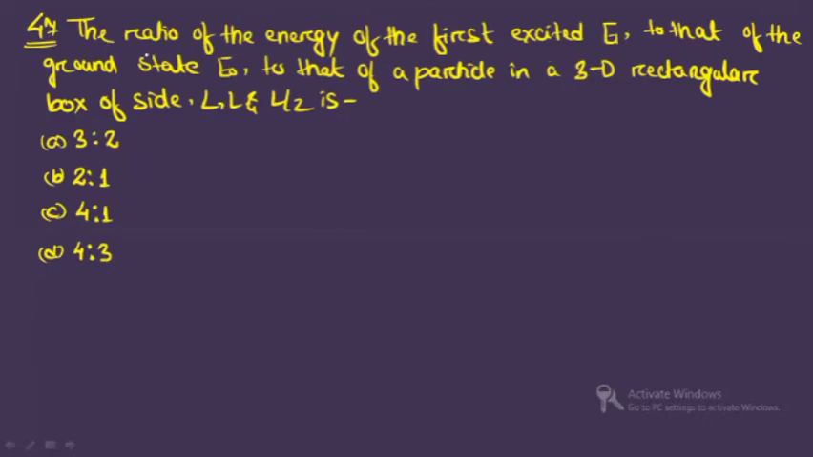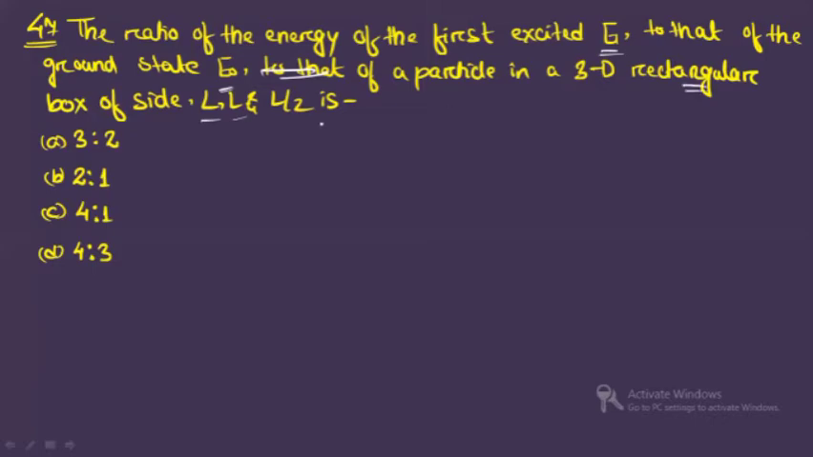So the first question here is that the ratio of the energy of the first excited state E1 to that of the ground state E0, of a particle in a three-dimensional box of side L, L and L by 2 is. So here you have to just find the ratio of the energy of first excited state and the ground state. And this is for a case in which a particle is in a three-dimensional rectangular box and the sides are given to us.